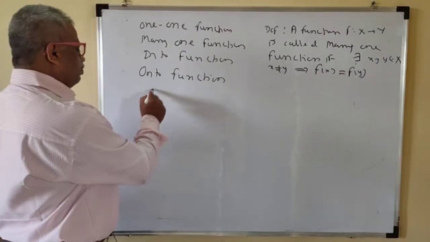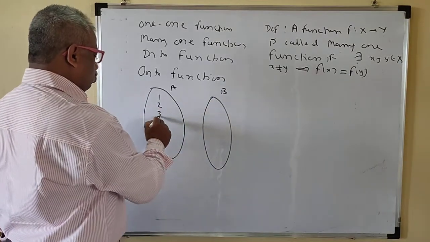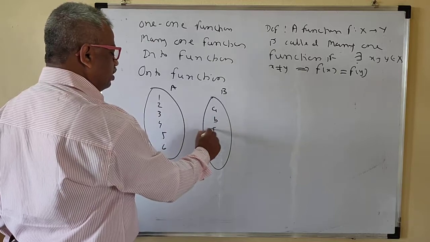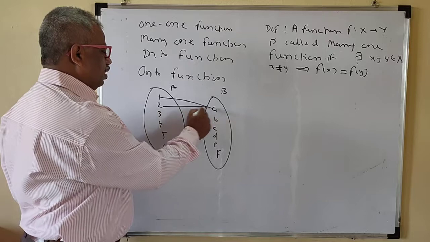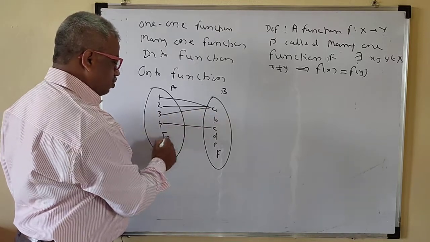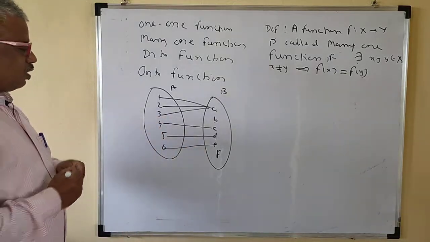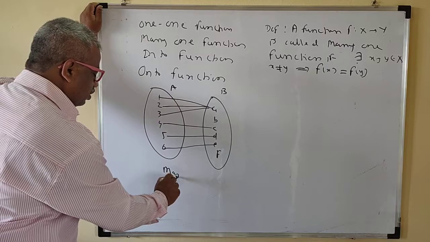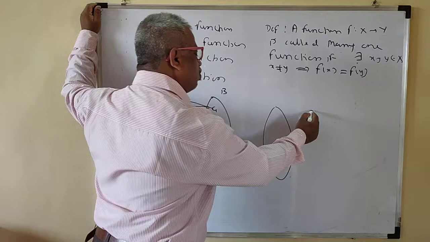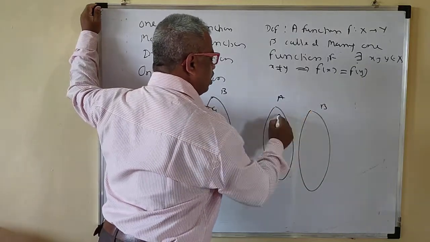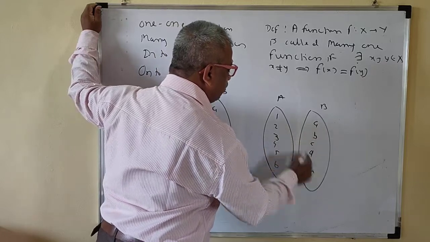So suppose this is A and this is B, with 1, 2, 3, 4, 5, 6 and a, b, c, d, e, f. Many go to 1 here, like this, right? So this is a many-one function. Now if you draw like this, suppose this is A, this is B, with 1, 2, 3, 4, 5, 6 and a, b, c, d, e, f.